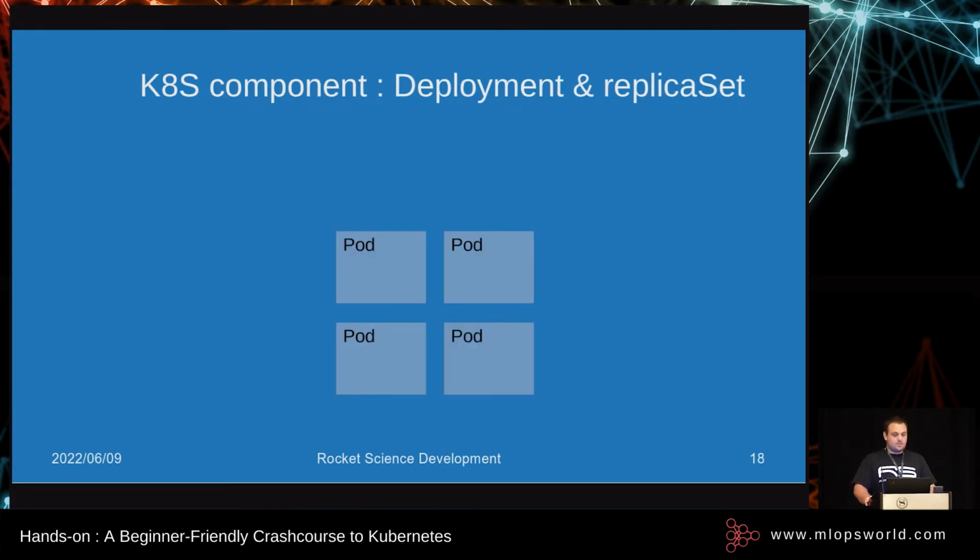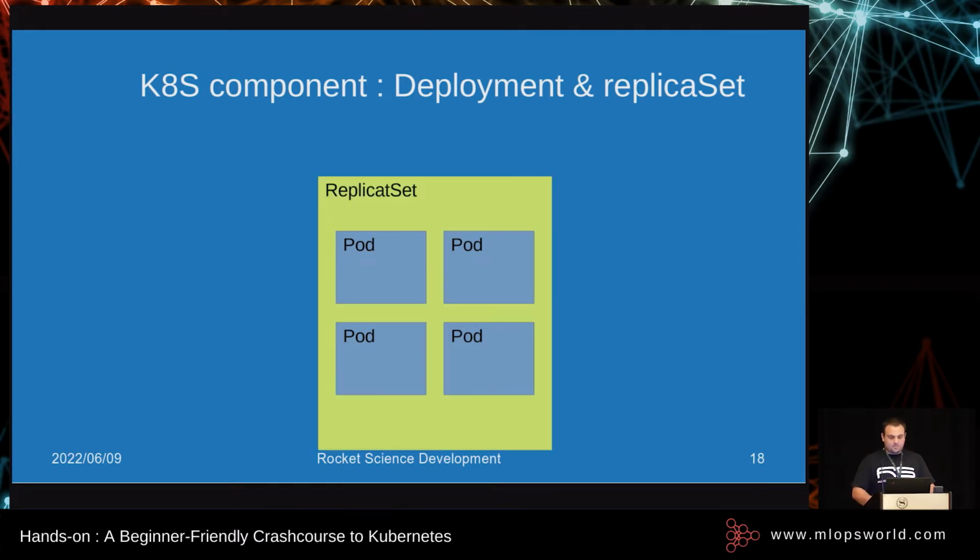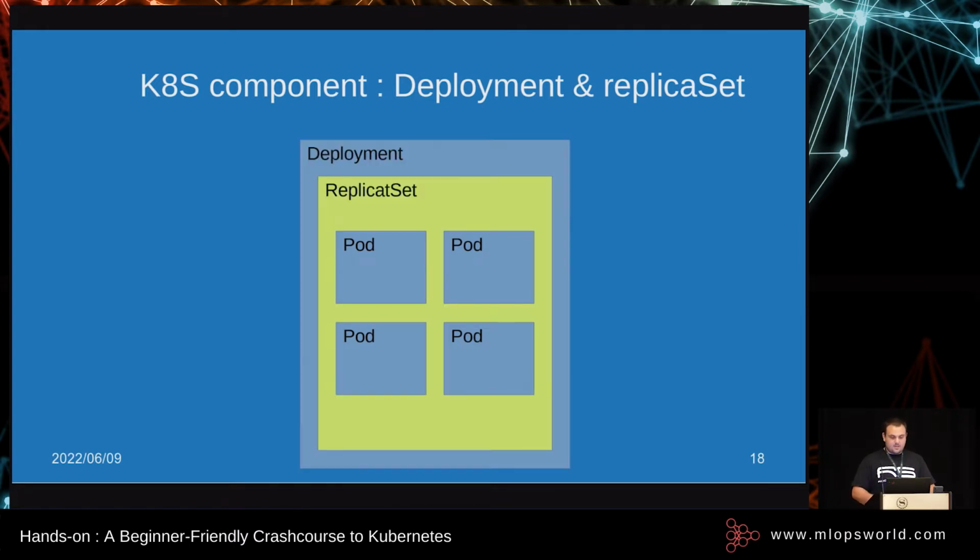Again, as you can see, you have the pod abstraction. On top of it, you have the replica set. And then on top of it, you have the deployment. That's how you have to think about it. You have abstractions that are contained inside each other, and this helps you make more sense out of some more complex concepts in Kubernetes.